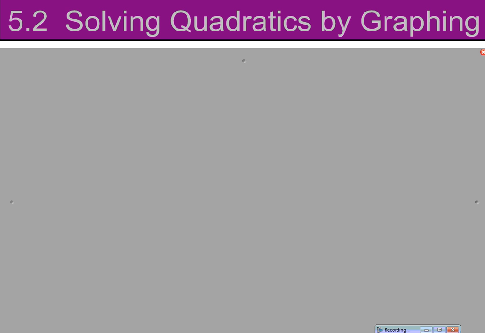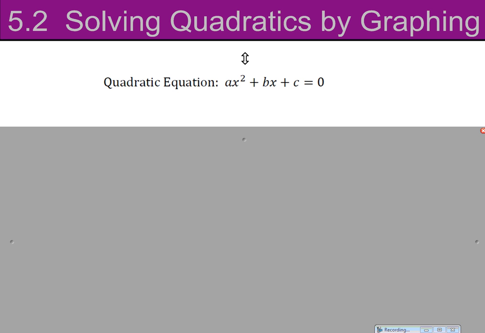Okay guys, this is 5.2 for Algebra 2, solving a quadratic by graphing. So a quadratic equation looks like ax squared plus bx plus c, where a, b, and c are going to be numbers. A quick example would be something like 4x squared minus 7x plus 2 equals 0. Sorry, this should be x. So that would be a quick example of a quadratic equation.